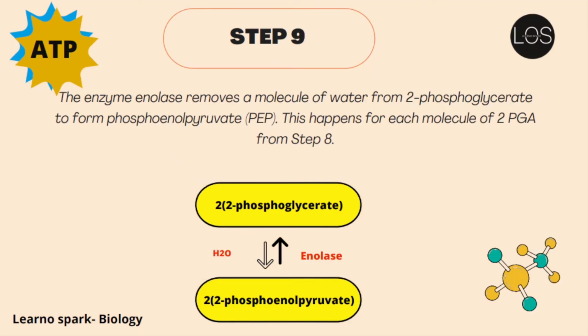Moving on to the next step, the enzyme enolase removes a water molecule from 2-phosphoglycerate to form phosphoenol pyruvate. So one molecule of water is removed from phosphoglycerate to form phosphoenol pyruvate, and this reaction is catalyzed by enolase enzyme. And by the end of this reaction, we will be getting 2 molecules of phosphoenol pyruvate.